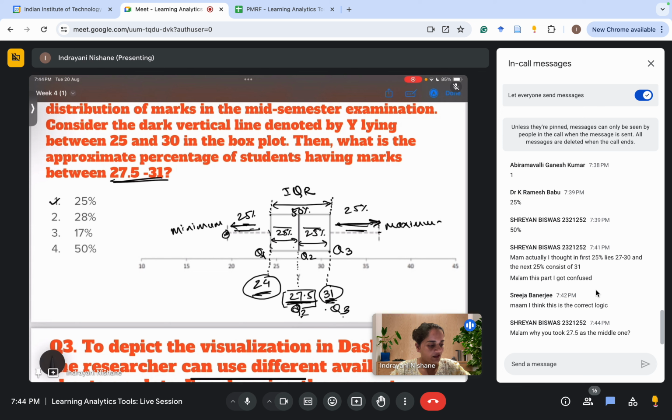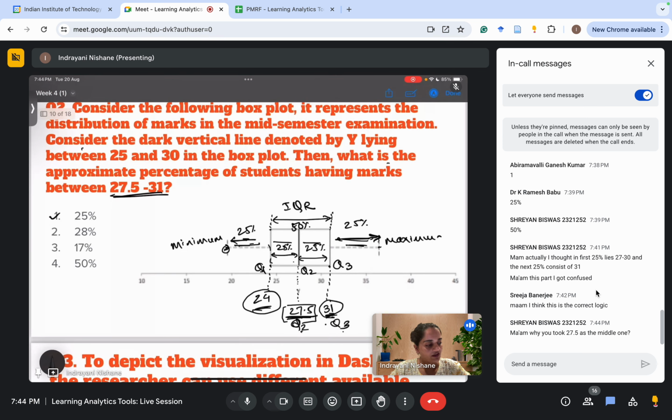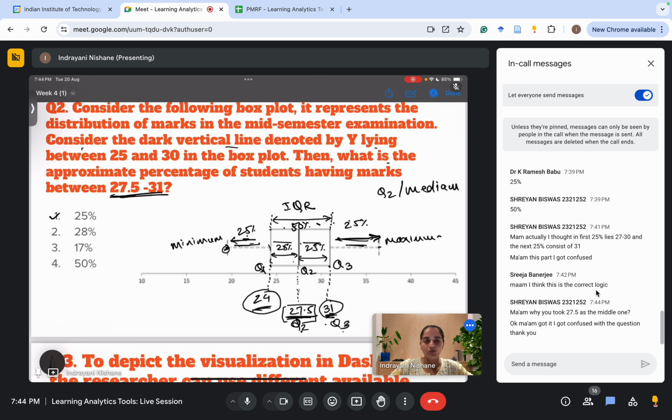I just interpreted this question. The dark vertical line is always the median or Q2 value in the box plot. They have not worded it properly, but I interpreted it that way. This sentence looks abrupt: consider the dark vertical line denoted by Y lying in the box plot. We are considering it as what? The dark middle line is always the median value or Q2 value. That's the notation of a box plot.